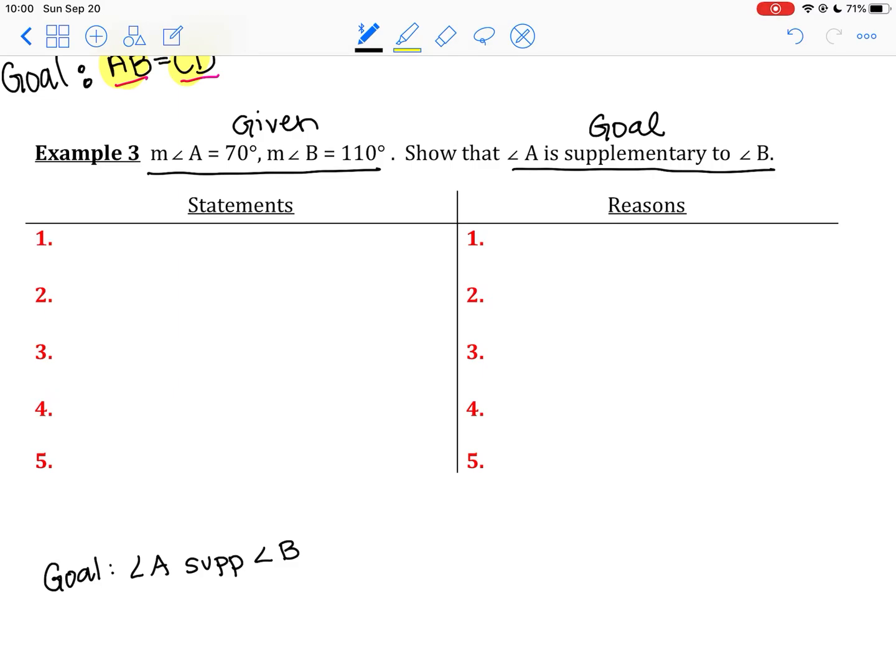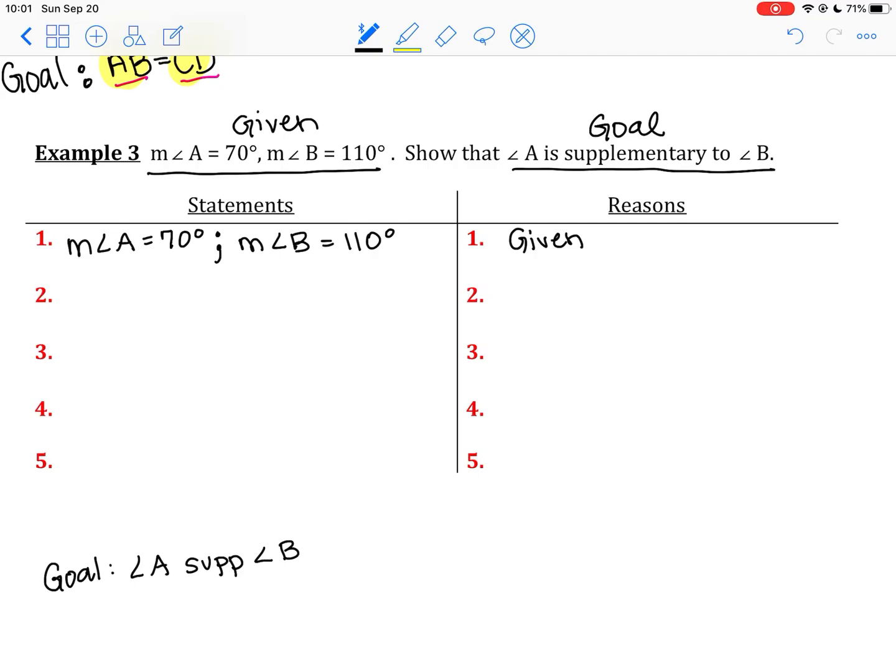So we're going to start. Our first statement and our first reason should be given to us. So I'm going to start with those givens. The measure of angle A equals 70 degrees. And the measure of angle B equals 110 degrees. So that was my given. That first part of your proof should be the easy part. It should be up in the statement above.